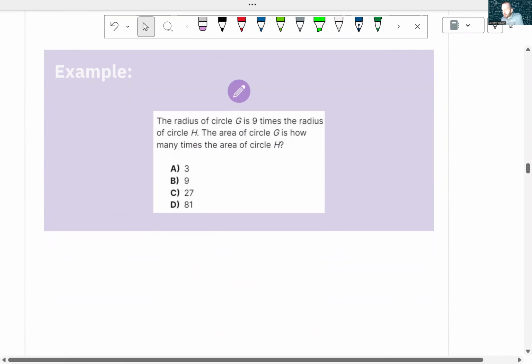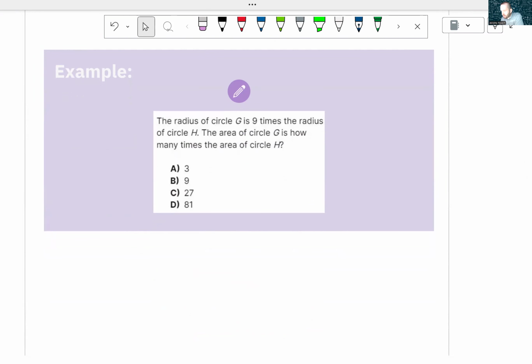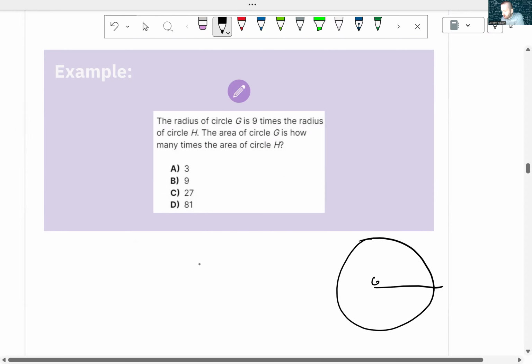It says the radius of circle G is 9 times the radius of circle H. The area of circle G is how many times greater than the area of circle H? So we have our circle, and we're talking about the radius. It's 9 times the radius of circle H. So this is circle G, and circle H is much smaller. We'll just call this X, and this is 9X.